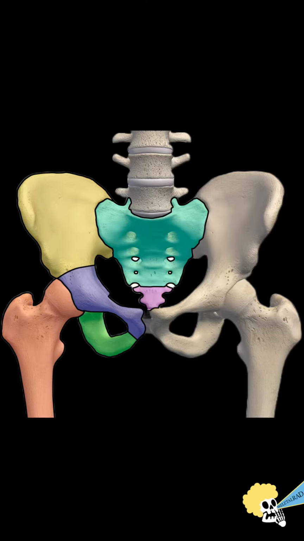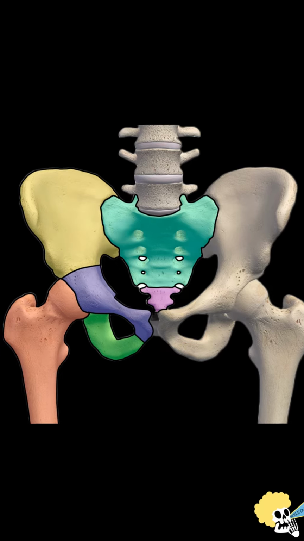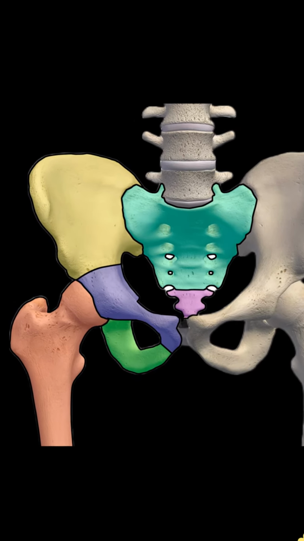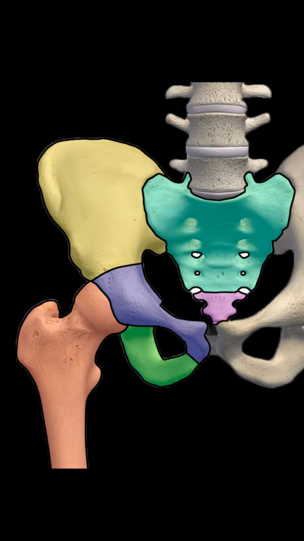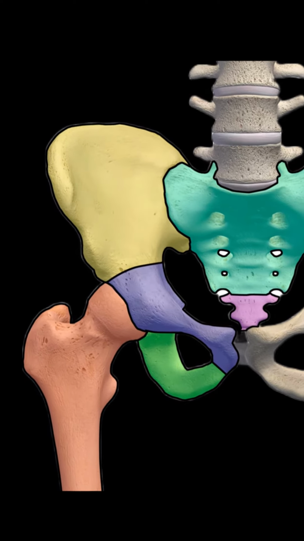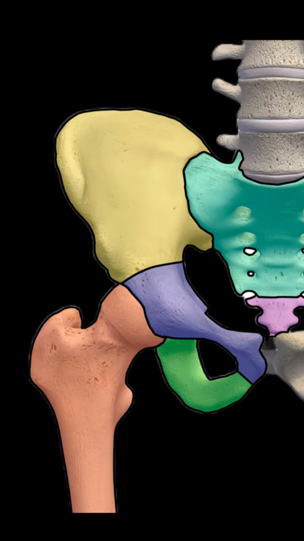Hey there, let's talk about the linear landmarks that we see on a pelvic radiograph. But first, let's review some basic anatomy of the innominate bone. The innominate or pelvic bone is composed of three different bones that fuse in childhood.